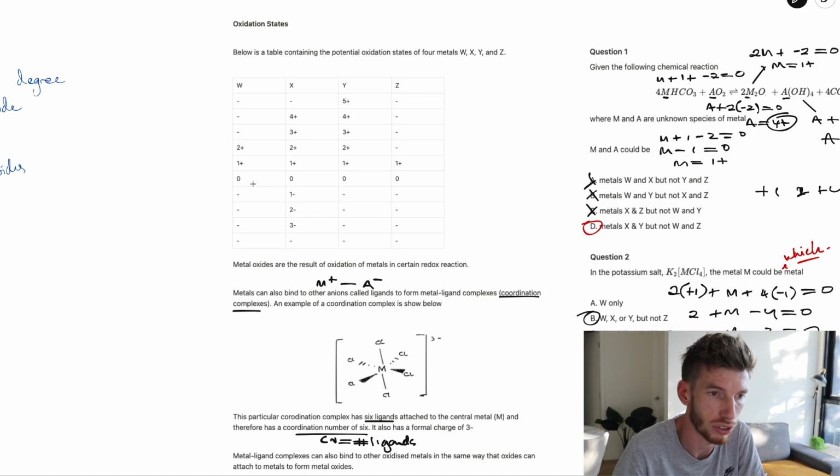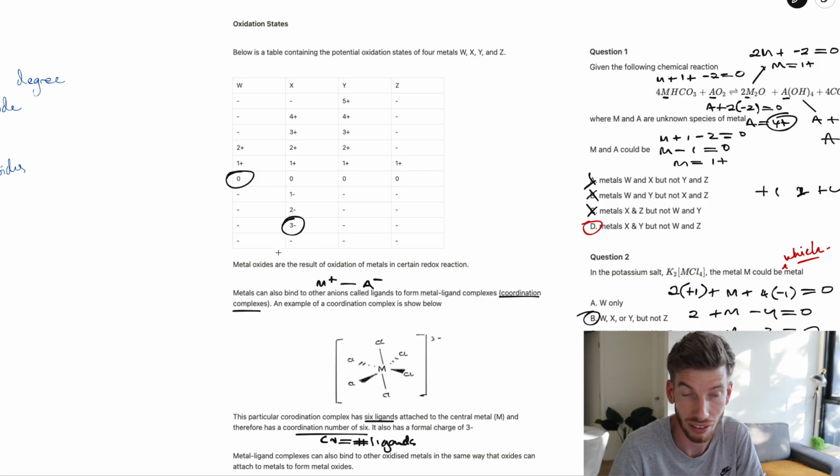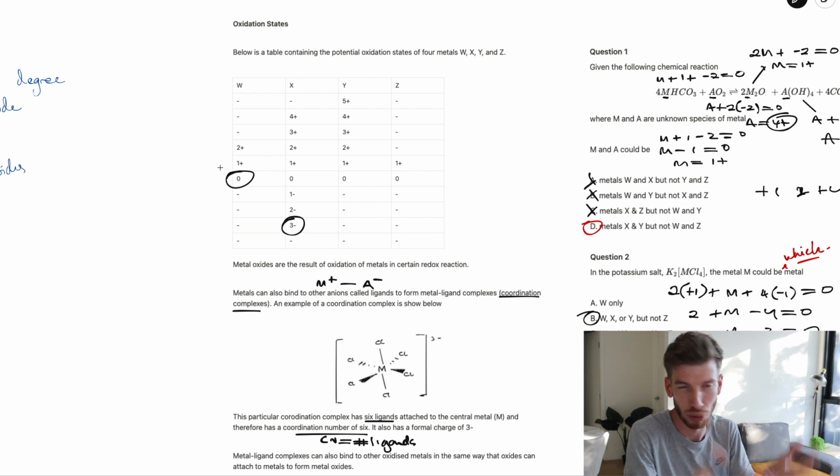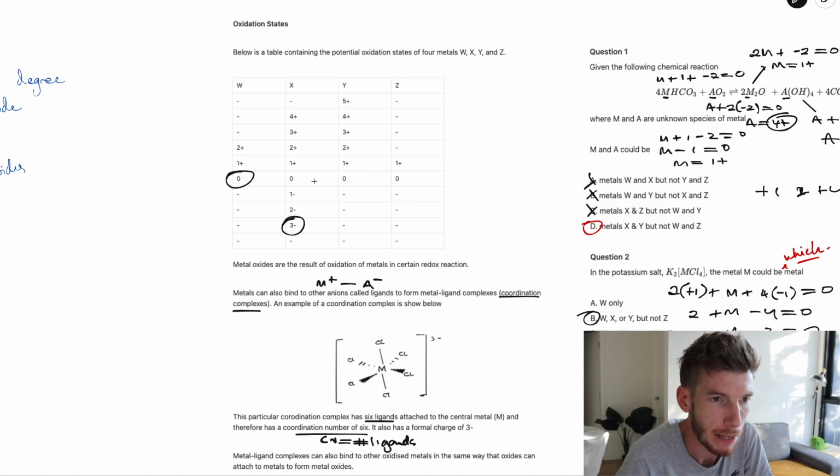So if we look at the lowest possible states, W can go down to a neutral state, X can go down to a 3- state. Now realistically it's a metal. I looked it up, metals can actually be forced into negative states, but it's very, very rare. There was an example of like silver, I think, or something. You can mix it with like a halogen and force it into a slightly negative state. But I've just put it in there for the sake of the question.